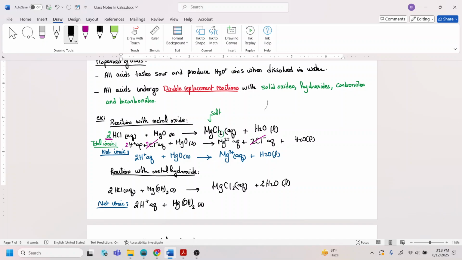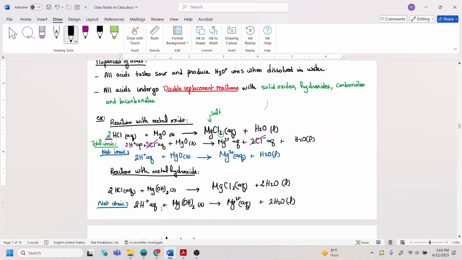They do not dissociate. And I'm going to end up getting my Mg2 plus aqueous. I took out my 2Cl minus, this is the spectator ion, plus 2 water. And that is going to be the net ionic equation.